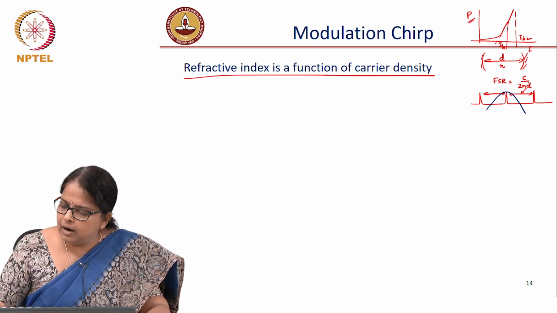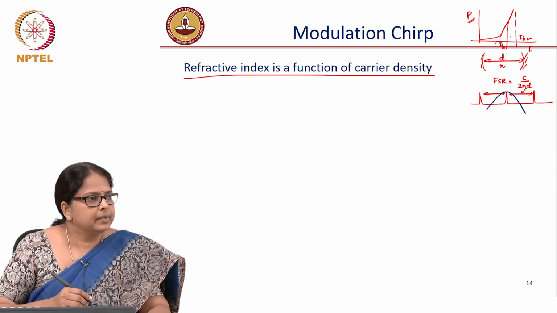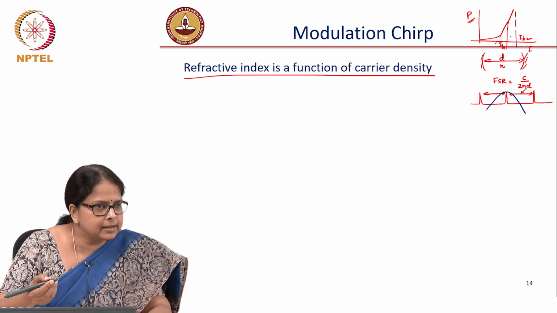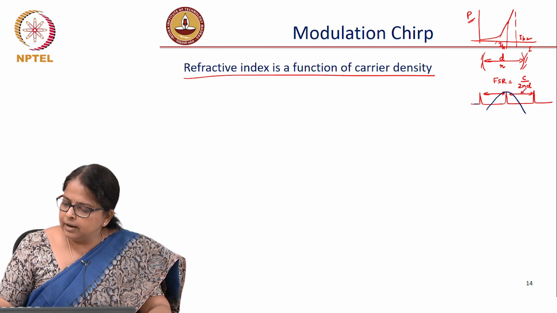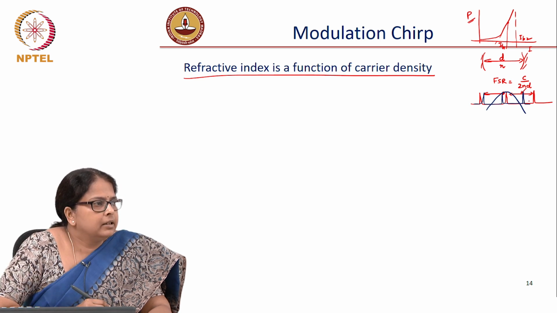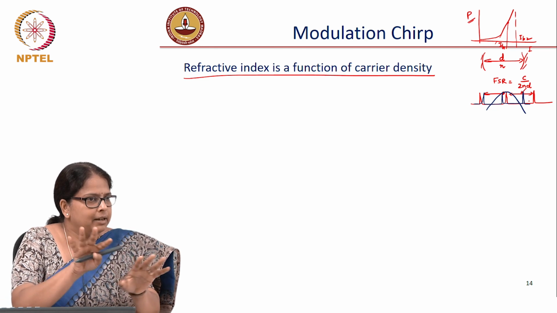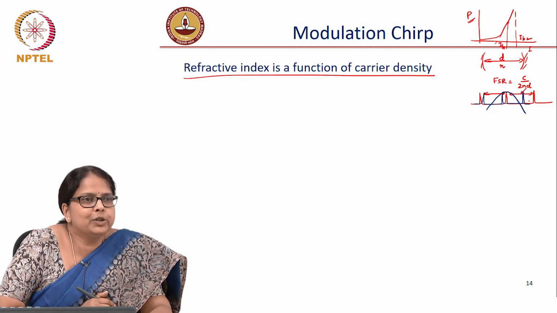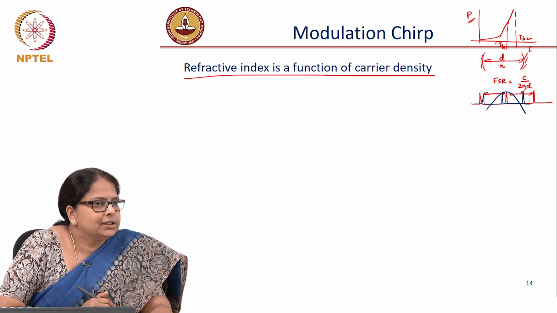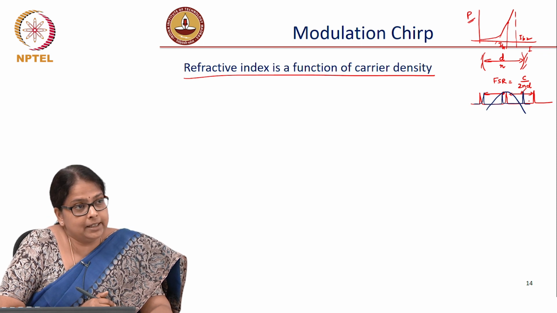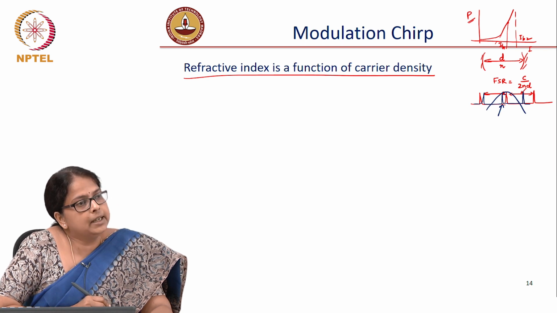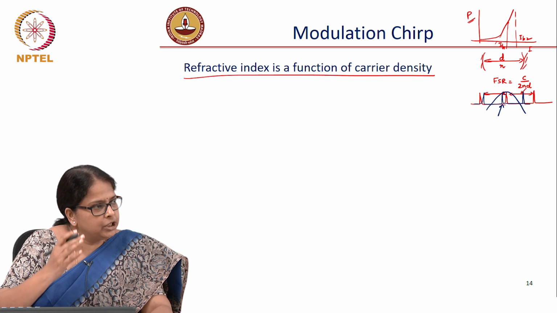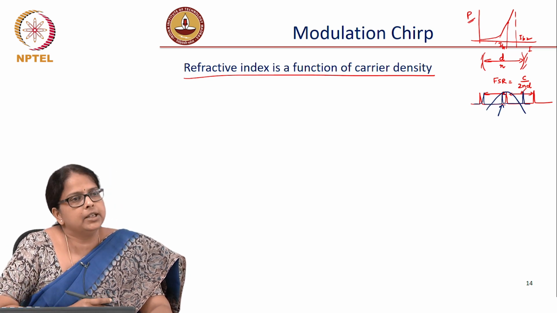Now, when your current increases, carrier density increases, refractive index increases, FSR decreases, which means that these modes will now start appearing at closer spacing. So, they have to move, otherwise why would they appear closer? What is the consequence of that? It could still be a single mode, but its center frequency has changed. So, as you change the operating point of the laser, the center frequency changes.